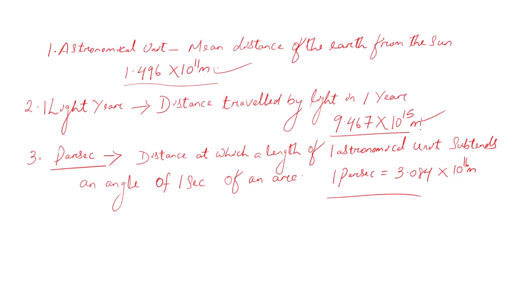Okay, so since these are large distances, when the distance between astronomical objects is calculated, it cannot be calculated by simple meter or kilometer, so it has to be represented by 1 light year, or 500 light year. Okay, so likewise they are calculated. Okay, so similarly, parsec, 1 parsec is equal to the distance at which a length of 1 astronomical unit subtends an angle of 1 second of an arc. So 1 parsec is equal to 3.084 into 10 to the power 16 meter. Okay.